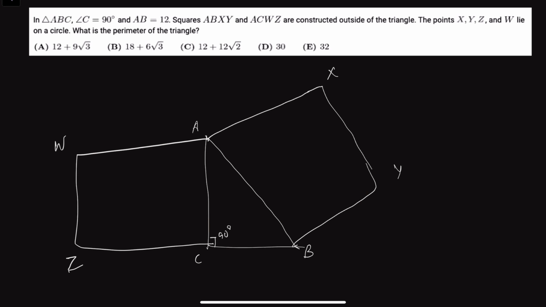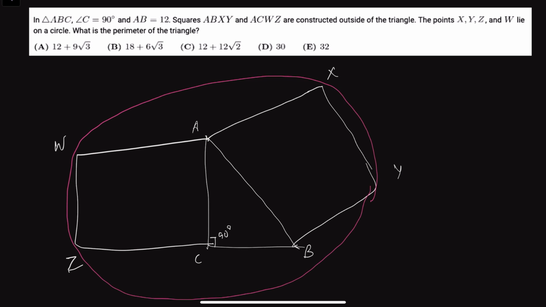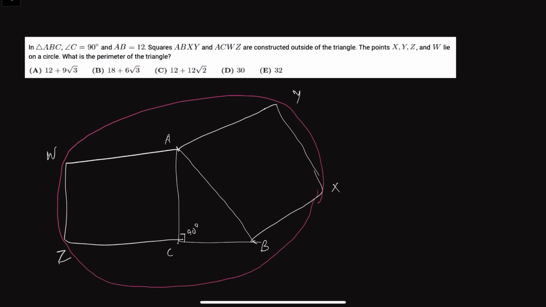Now we were given that the points X, Y, Z, W lie on a circle. So if I draw a circle, they are all on a circle. Sorry, this should be X here and Y here. So we have XYZW, XYWZ concyclic. That means XYWZ is a cyclic quadrilateral.